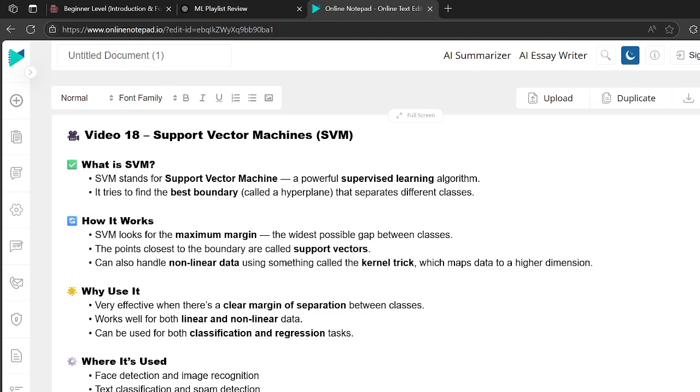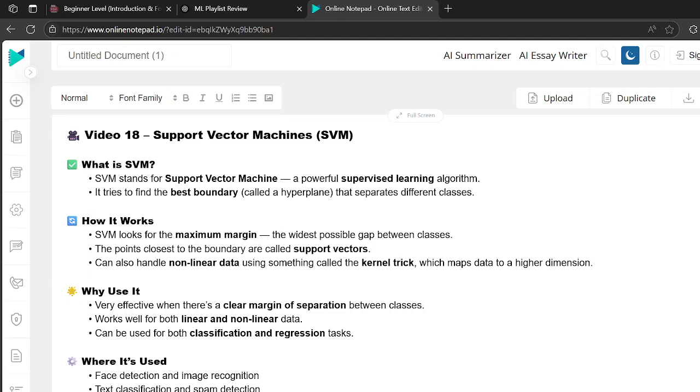So what is a support vector machine? SVM stands for support vector machine, which is a powerful supervised learning algorithm. It tries to find the best boundary, called a hyperplane, that separates different classes. How does it work? SVM looks for the maximum margin, the widest possible gap between classes. The points closest to the boundary are called support vectors. It can also handle nonlinear data using something called the kernel trick, which maps data to a higher dimension.